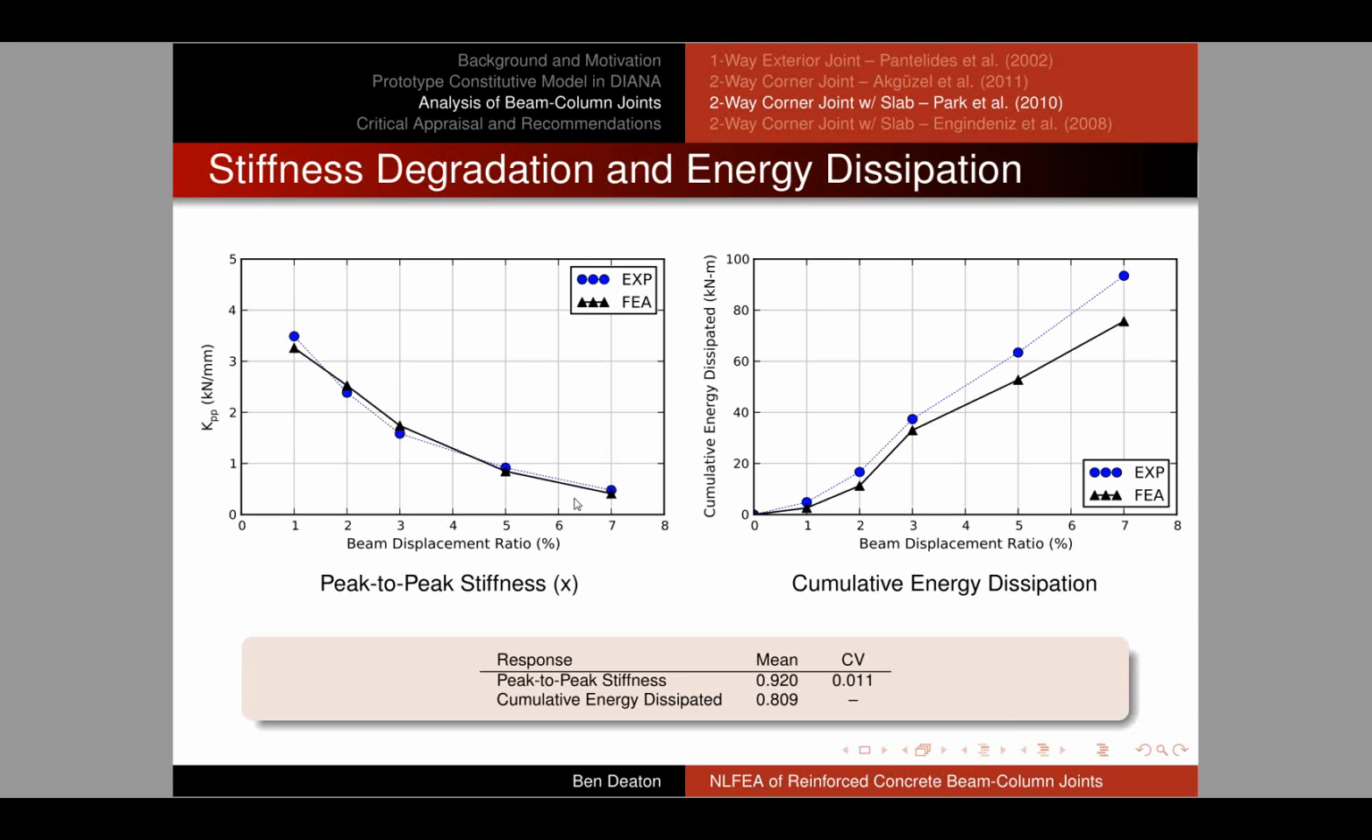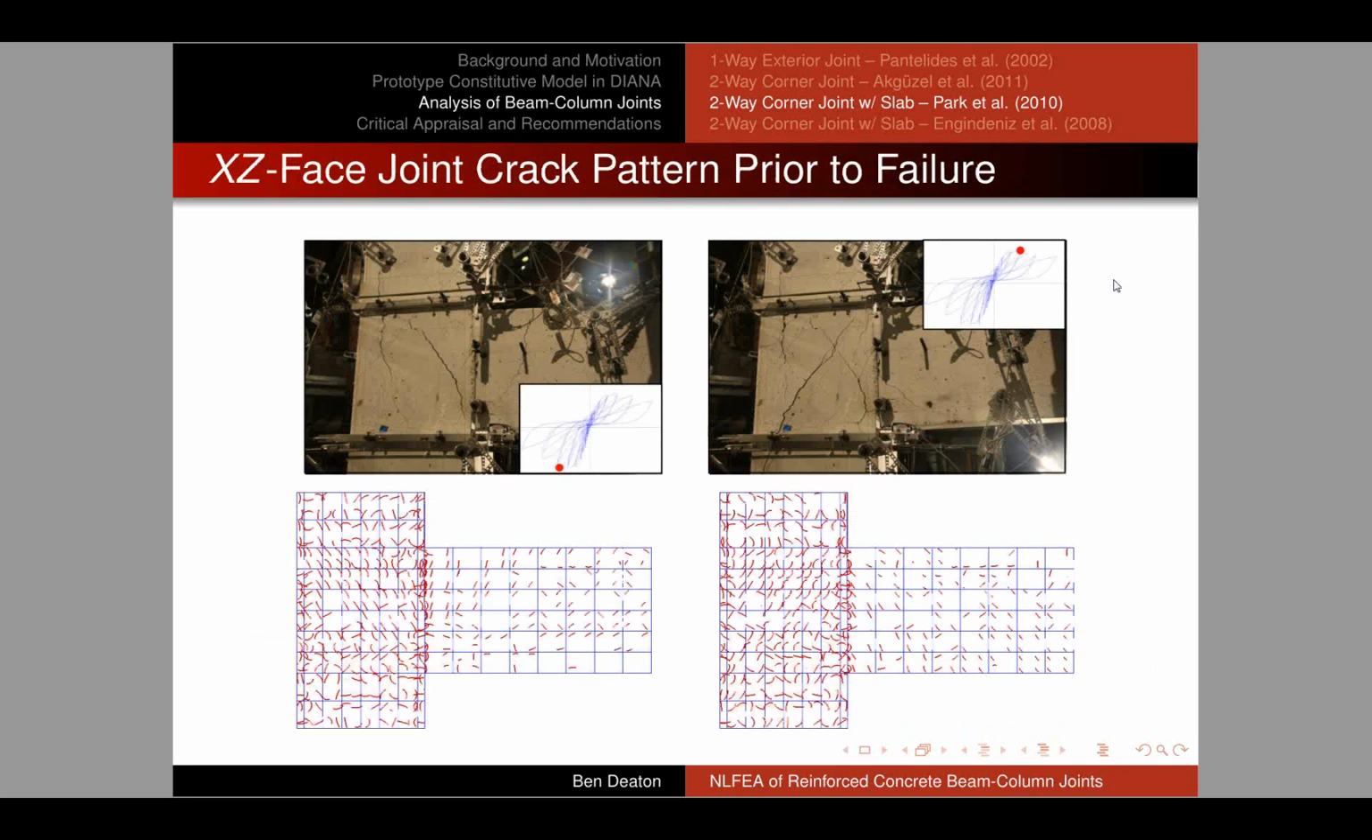And then cumulative energy dissipation in this one, we can see that we somewhat underestimated the energy dissipation by about 20% by the end of the simulation. I'll look at a couple crack patterns here that again give us a sort of a visual sense into what's happening in the joint core.